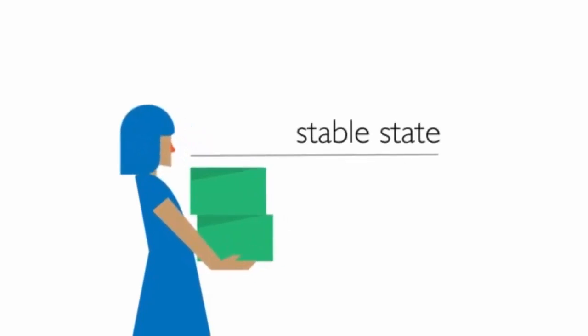An analogy is a person carrying boxes. If you try to carry too many boxes, you'll end up dropping some. And if you continue, you'll keep dropping boxes until you reach a manageable amount. This is your stable state. And nuclei behave in a similar way, and they will try to stabilize themselves.